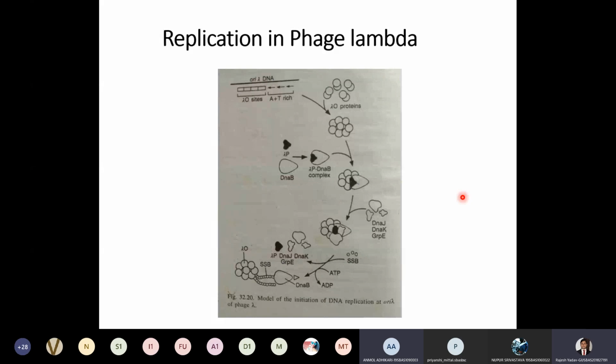Then three proteins will come, which are the heat shock proteins DNA J, DNA K and GrpE. These are used to prevent DNA from heating or damage. Then the SSB, single stranded binding protein, comes and prevents the recoiling, and they remove the three heat shock proteins, and the last remaining proteins are DNA B, lambda O and SSB.